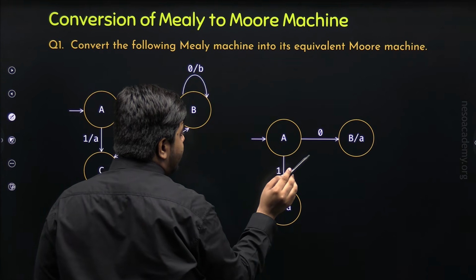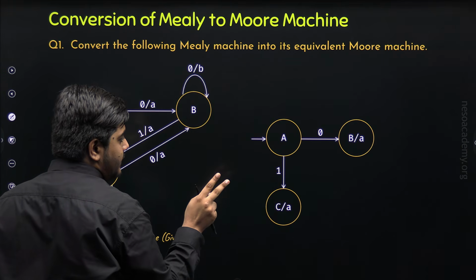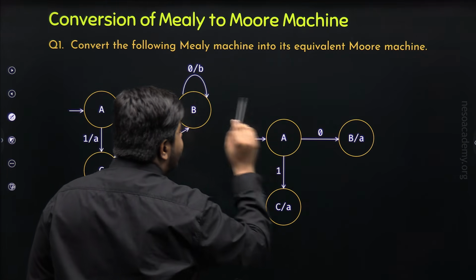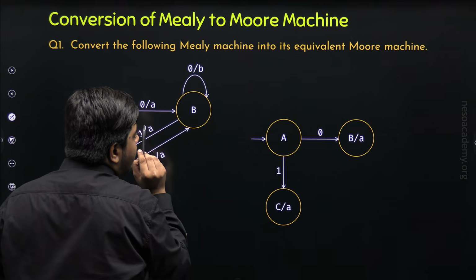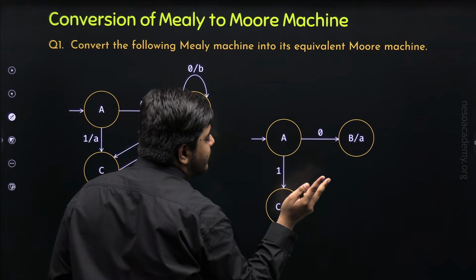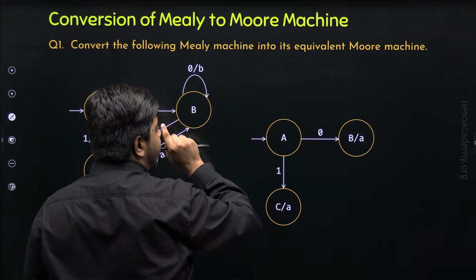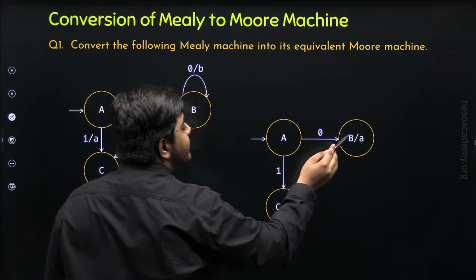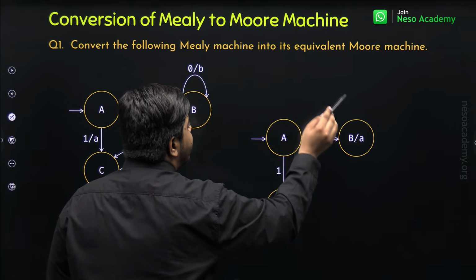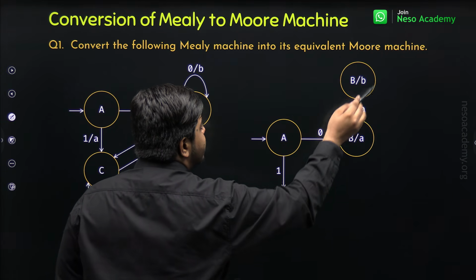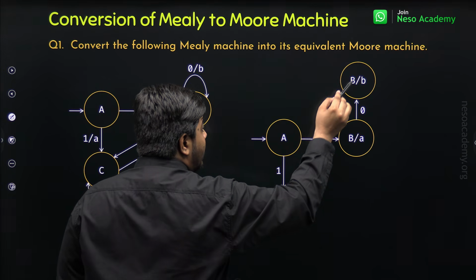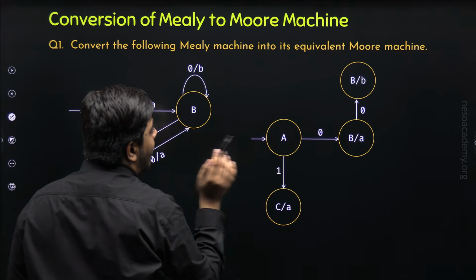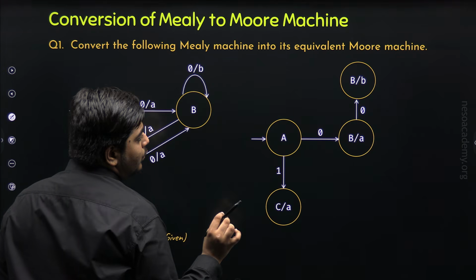So to represent this scenario, we need to create separate states. Why? Because if I create a self loop, then this B will also enter this state, and this state will have two output symbols, A as well as B, and that is not allowed in case of Moore machine. So we have to create a separate state. So B, on getting input symbol 0, we will reach the state B, but this time, this state B is having the output symbol B. I hope this transition is clear to you.